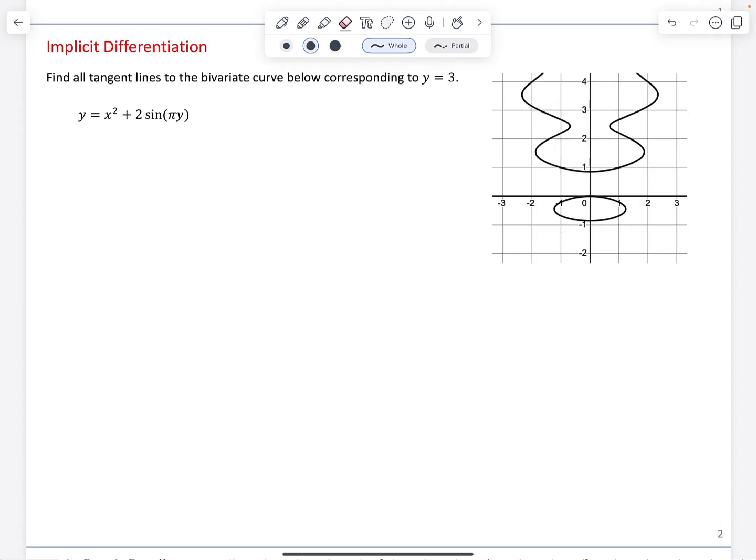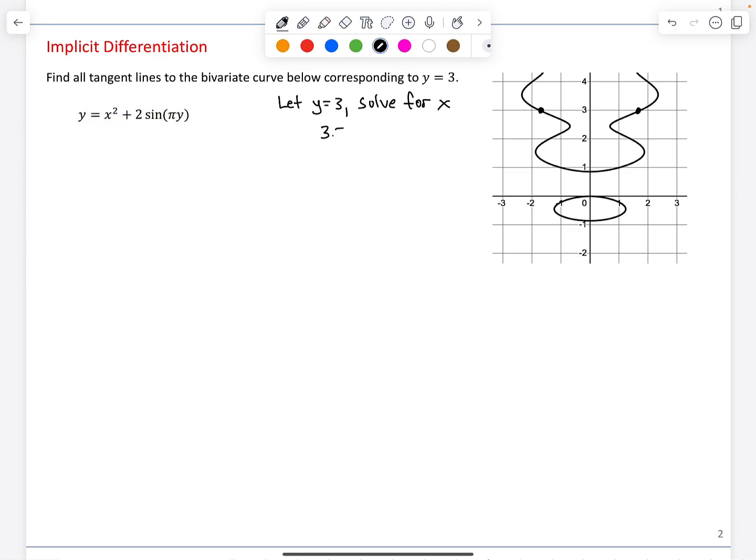Find all tangent lines to the bivariate curve below corresponding to y equals 3. We have a graph here, which we made with technology. y equals 3 is there, and I can see that there are 2 points that correspond to y being 3. Let's find out what those x coordinates are first. So we're going to let y be 3, and we'll solve for x, looking at this equation.